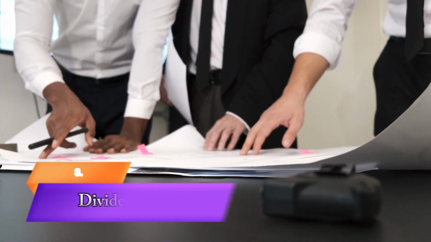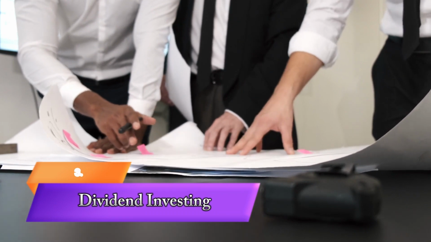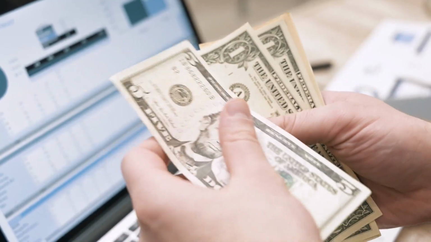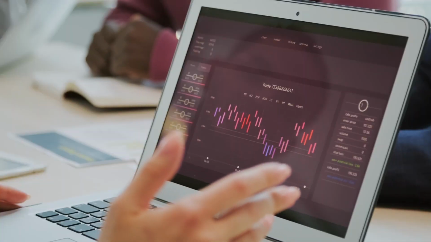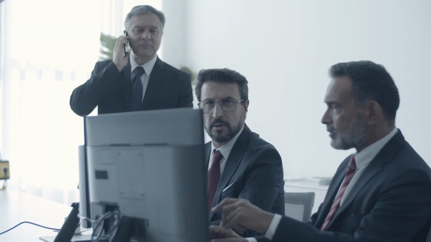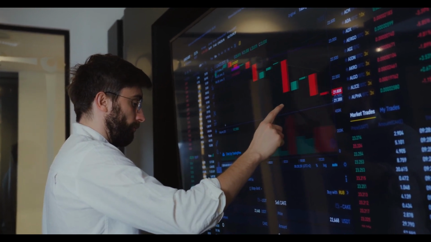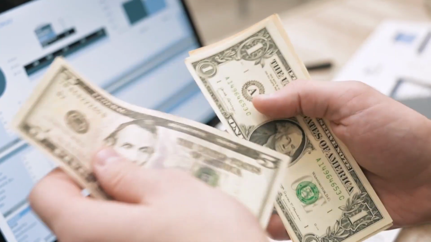Dividend investing. Our last strategy for today is dividend investing. This strategy involves investing in companies that pay a regular dividend to shareholders. Dividend investors look for companies with a history of paying and increasing dividends, as well as a strong financial position. The goal is to earn a steady income stream from the dividends paid by the companies you invest in.